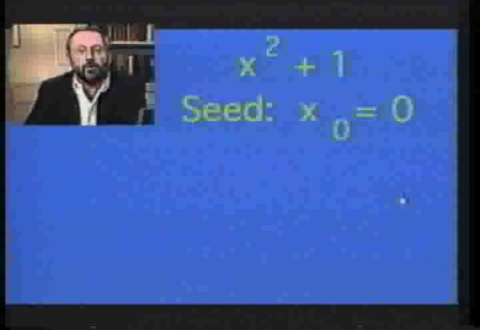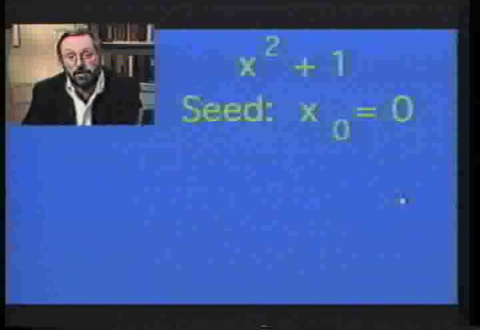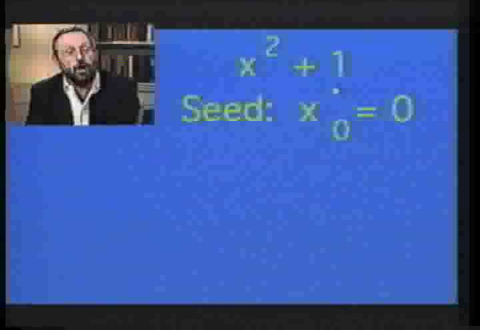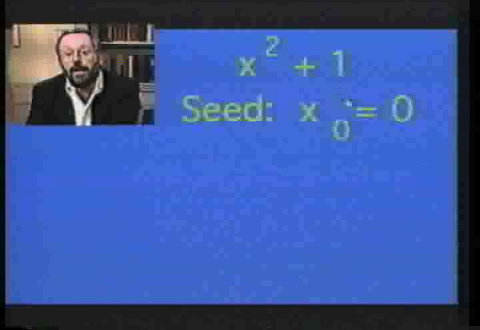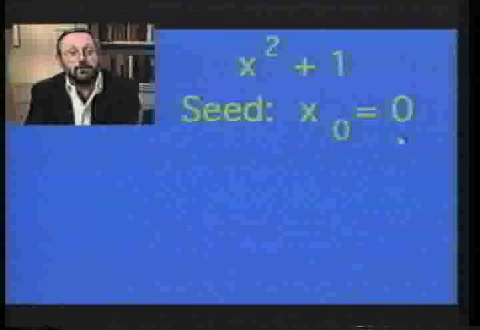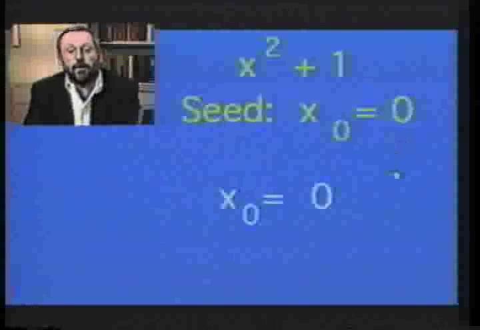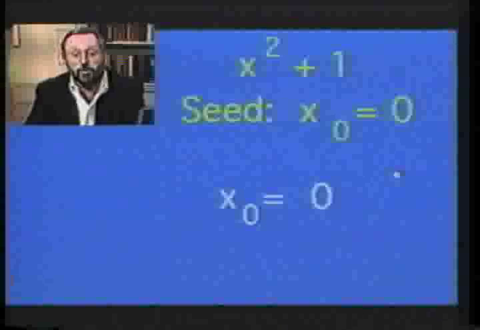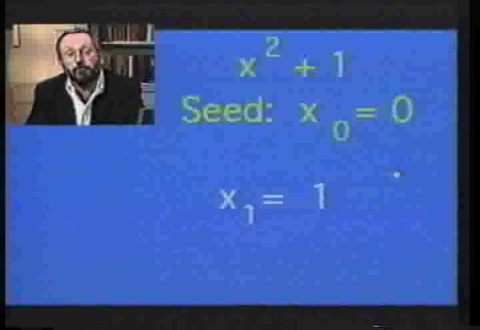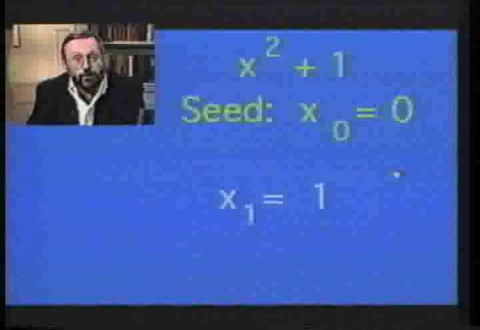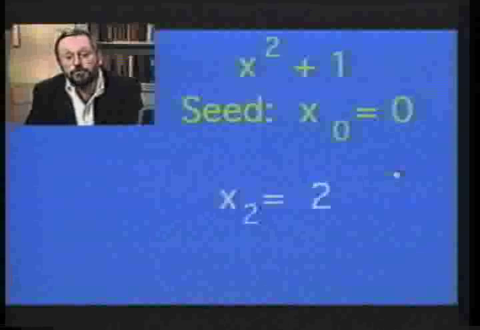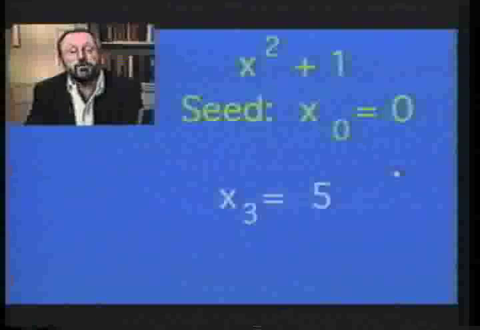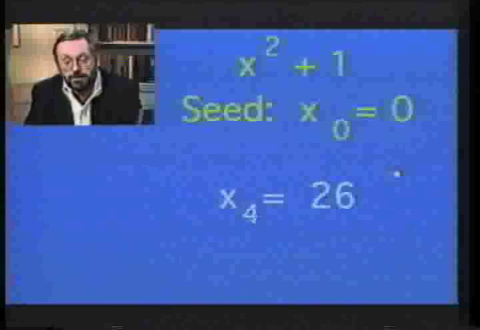Well, just to make sure you're with me, let's go through a couple of simple examples. Let's start with x squared plus 1. So I choose the constant to be 1, and now let me choose the seed to be 0. So I start with x naught is 0, throw 0 into the expression, compute 0 squared plus 1 is 1. Then do it again. 1 squared plus 1 is 2. 2 squared plus 1 is 5. 5 squared plus 1 is 26.